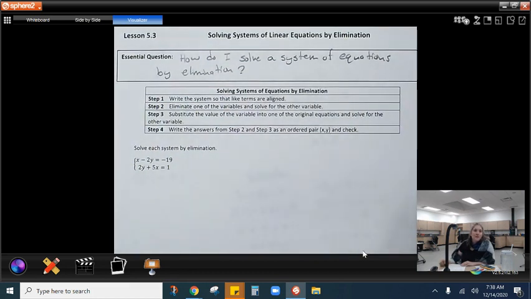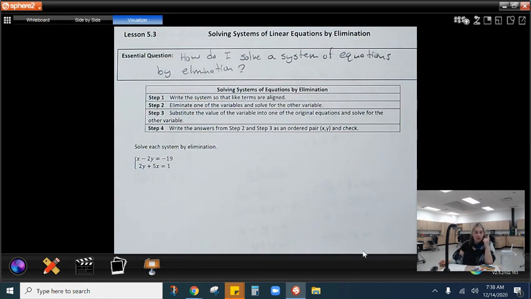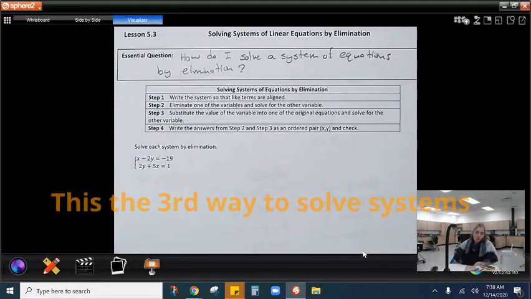Hello, algebra. So we've learned about graphing systems of linear equations to solve them. We've learned about substituting, and the third and final way is elimination. All right, that's the third and final way. So we'll talk more in the meets about how to pick the best way and which way makes sense.